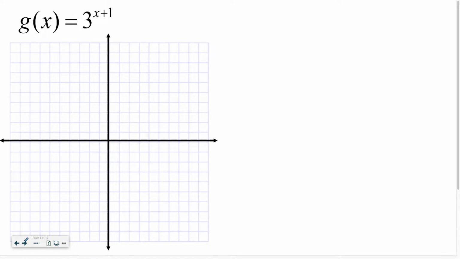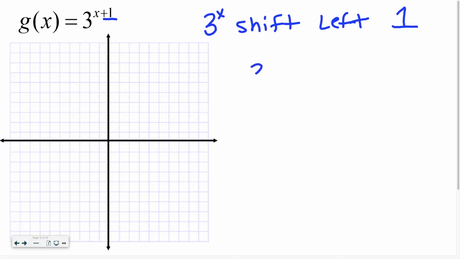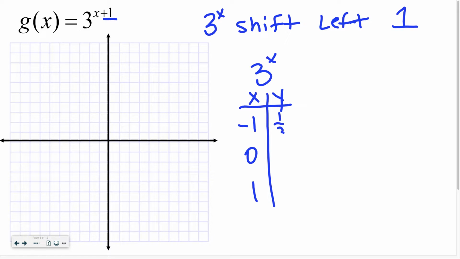Plus 1, is it inside or outside of our function? Okay, it's inside of our function. And if it's inside of our function, Emma, which way are we going to shift? Okay, so this means we're taking 3 to the x and shifting left 1. Okay, so we already know that our parent function has coordinates of -1, 1/3, 0, 1, and 1, 3. We just graphed it, okay?